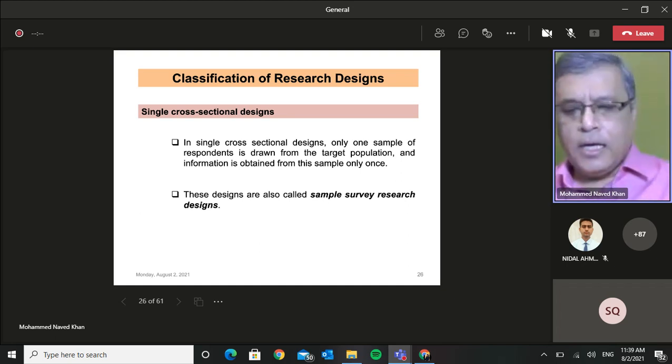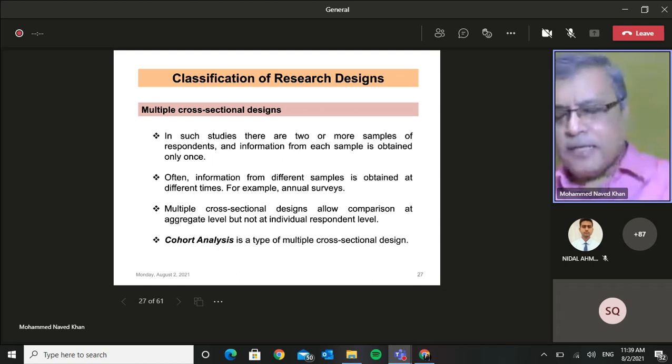Then multiple cross-sectional designs, let us see what is happening. In such studies, what we are doing is that we go for two or more samples, whereas in case of single cross-sectional, as the name itself was indicating to us, a single sample is drawn. In multiple cross-sectional designs, several samples will be drawn, two or more samples, and whatever information we desire will be generated from each sample only once.